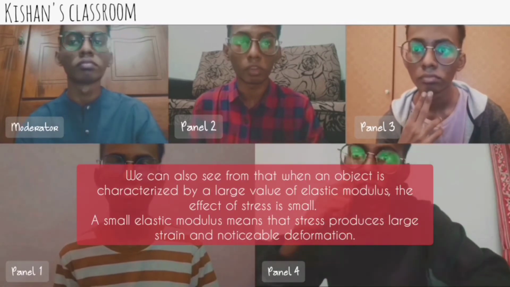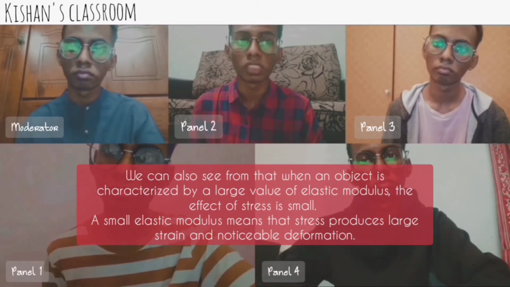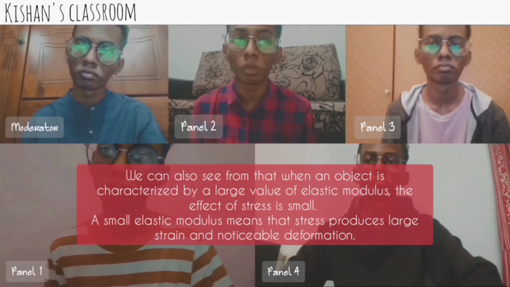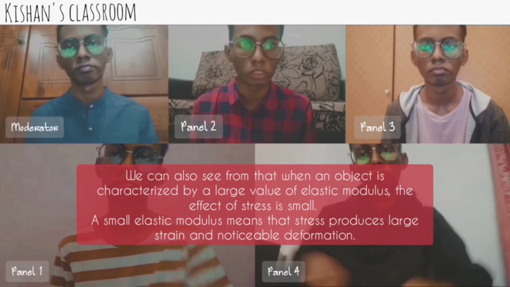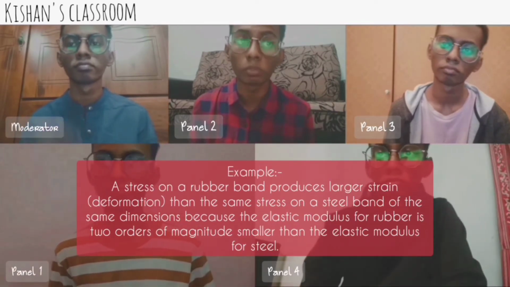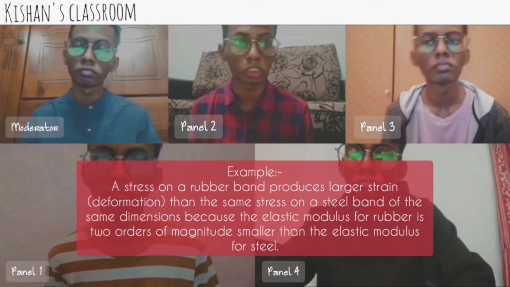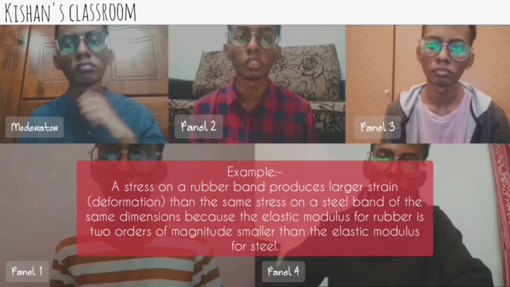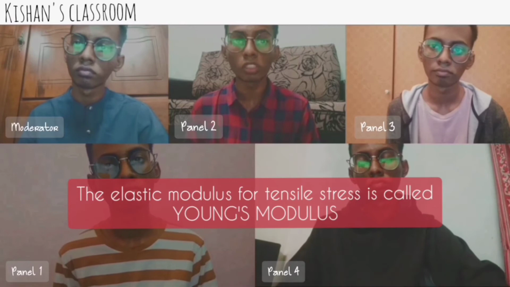We can also see from that when an object is characterized by a large value of elastic modulus, the effect of stress is small. On the other hand, a small elastic modulus means that stress produces larger strain and noticeable deformation. For example, a stress on a rubber band produces larger strain than the same stress on a steel band of the same dimension, because the elastic modulus for rubber is 2 orders of magnitude smaller than the elastic modulus for steel. So the elastic modulus for tensile stress is called Young's modulus.